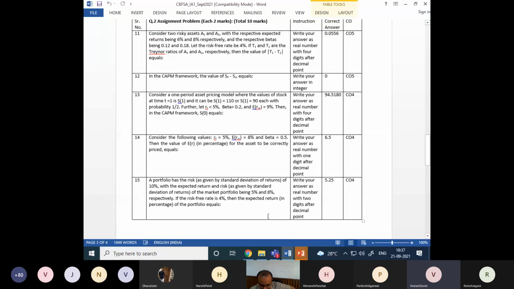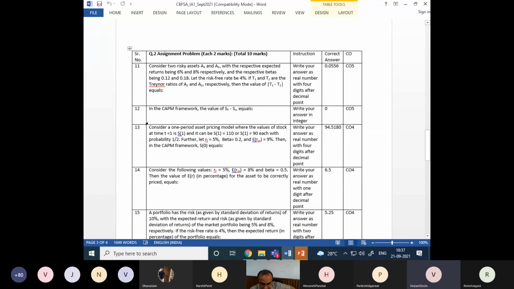Sir, can you please help us with the 13th one? 13, this one. Yes, sir. Okay, so what is given here? Consider a one period asset pricing model where the value of the stock at time t equal to 1 is S1, and S1 can be 110 or 90, each with probability 1/2. Let the risk free rate be 5%, beta is given as 0.2, and the expected return of the market is 9%. Then in the CAPM framework, find S0, which is the current price of the stock.